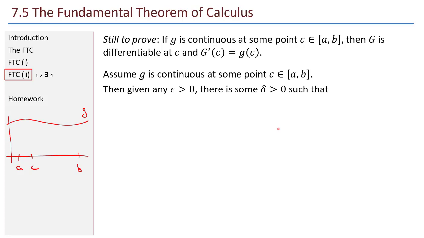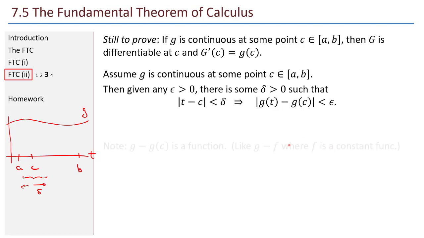What this means by definition is that given any epsilon greater than 0, there is some delta greater than 0, such that, now I'm going to use t's, so I'll call this the t-axis, if the absolute value of t minus c is less than delta, so if t is within delta of c, then the absolute value of g of t minus g of c is less than epsilon. So this delta epsilon relationship exists around the point c, showing us that g is continuous at c.